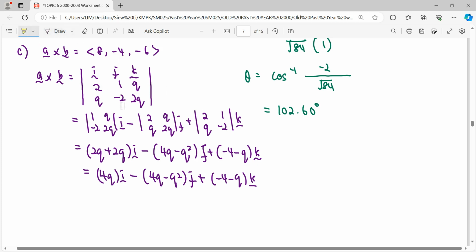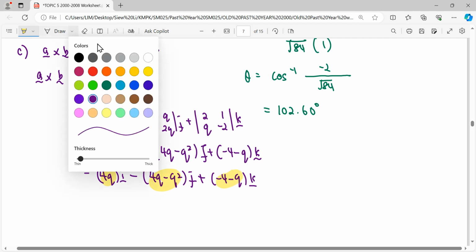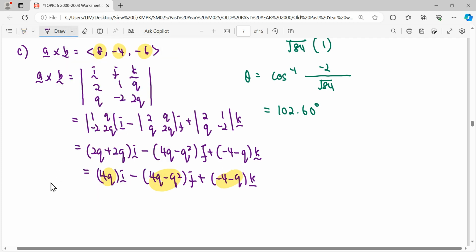Then we can compare our vector. Given vector for x is 4q, for y is negative 4, for z is negative 6. Since we only want to find one unknown, we just take one piece of information. Let's compare for the x, where 4q is equal to 8. So therefore, q will be equal to 2.